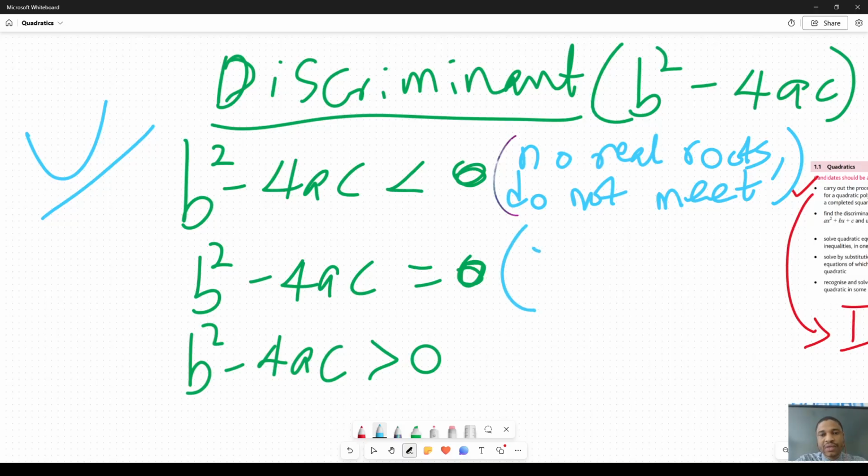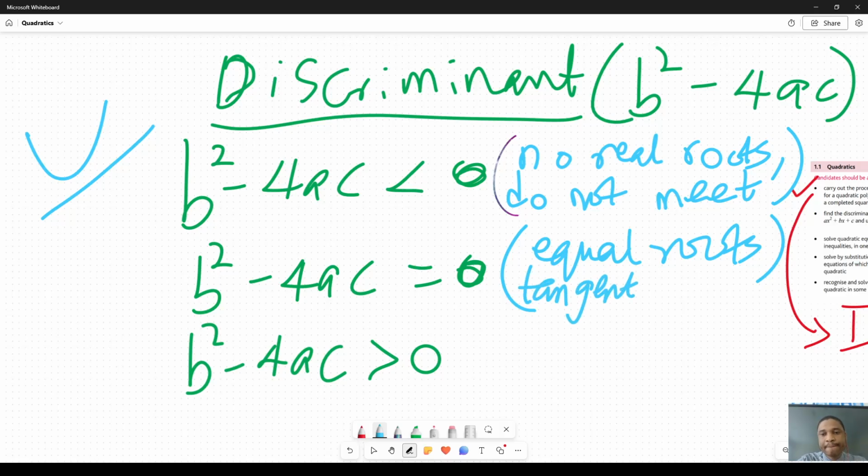This one, equal roots. It could be tangent. A line and a curve is a tangent, so they meet in one place. And it could be one point of intersection. So when a line and a curve only intersect at one point, it could be a tangent. Remember, a tangent is a line that touches a curve at one point.